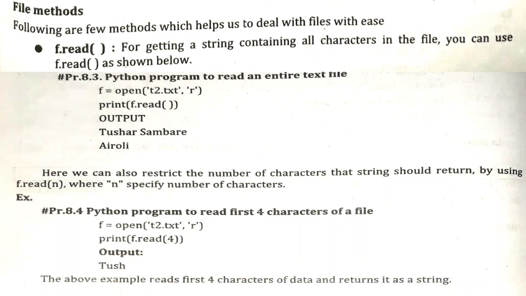Again f equal to open into round bracket t2.txt comma r, that is, we have opened the t2.txt file in read mode, and in print we have used r dot read into round bracket 4. So we have specified 4. So 4 means it will read only the 4 characters from the beginning of the file. So just see the previous output, the beginning characters were Tushar Sambre. So it will read only TUSH, only 4 characters from the file, and display only those characters. So I hope this is clear.